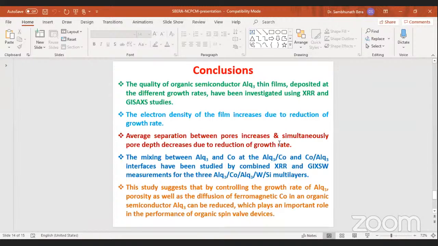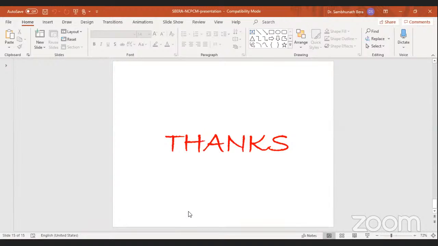In conclusion, we investigated X-ray reflectivity and GISAXS to find the quality of the Alq3 film, and we found a suitable deposition rate of Alq3 where we can reduce the diffusion of cobalt into the organic semiconductor Alq3, which plays an important role in the performance of organic spin valve devices. Thanks for listening.